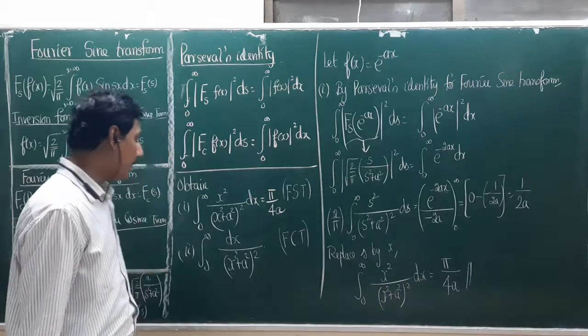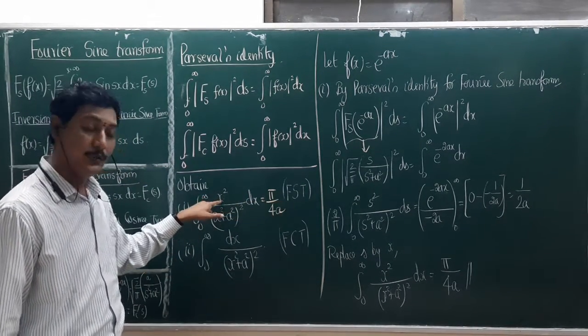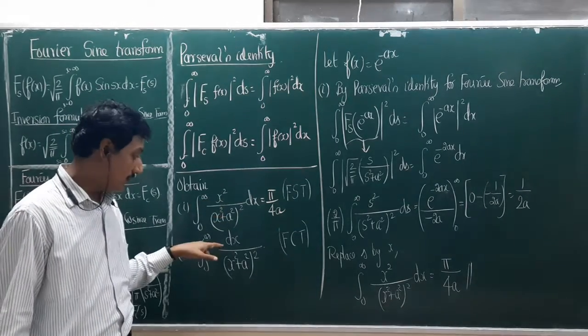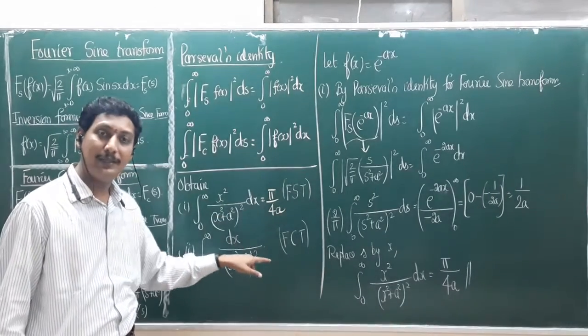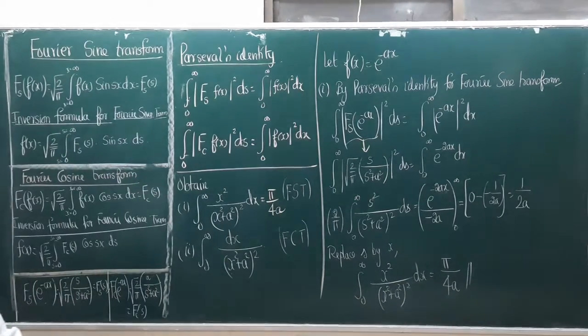Okay. Now, what is the second one? Here I am going to use the sine transform because of the x in the numerator, that is the variable in the numerator. So if there is no variable in the numerator, then better we can apply the cosine transform. So the same idea, I am going to use the cosine transform.